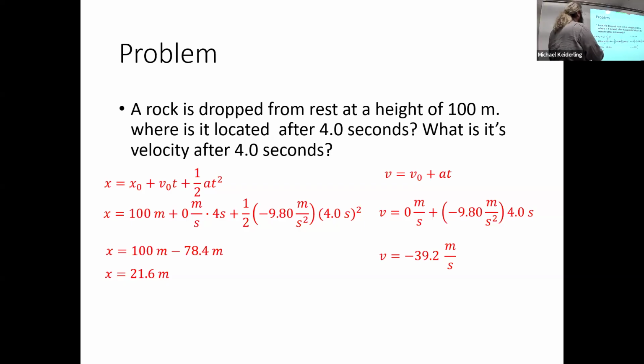We have 100 meters plus 0 times 4 seconds plus 1/2 times negative 9.80 meters per second squared times 4 seconds squared, which is 100 meters minus 78.4 meters, which is 21.6 meters.